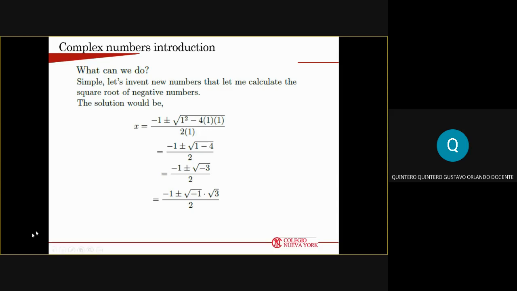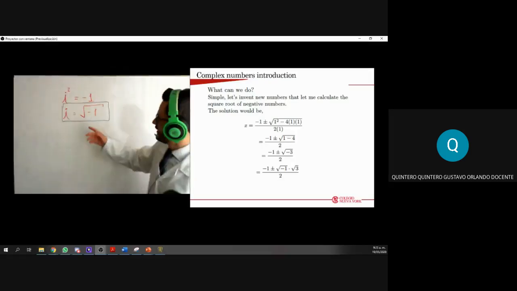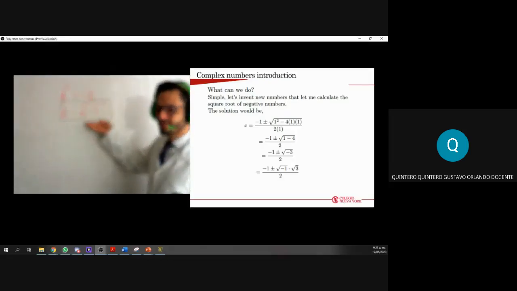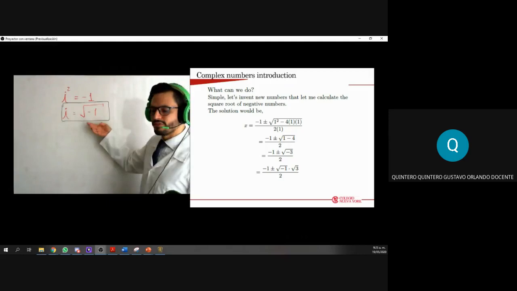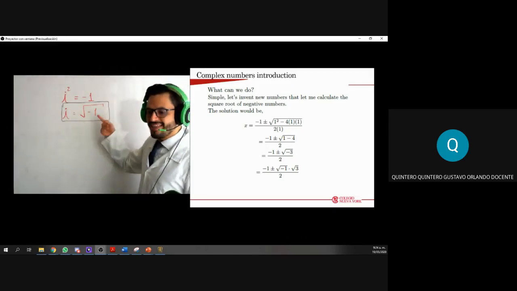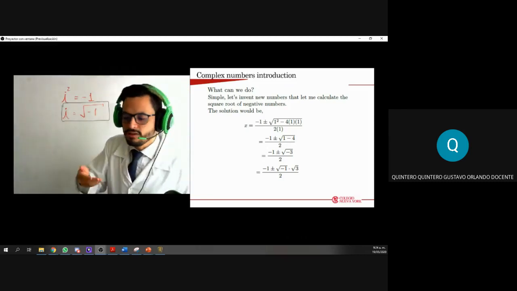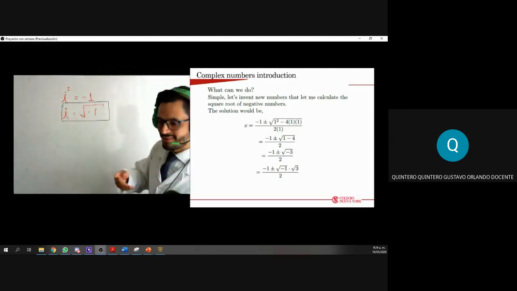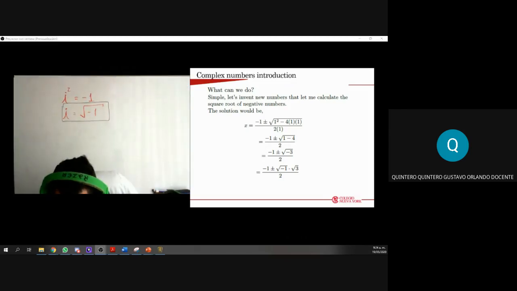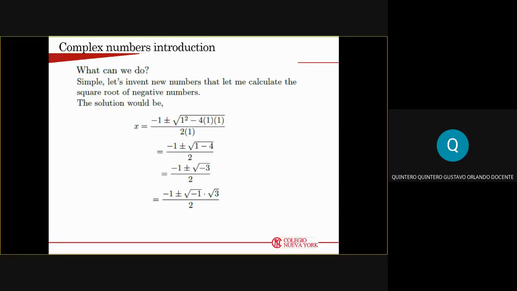But if I go back to this presentation now, we have our root of -1. And that is a number that we know, a number that we are introducing, a new number. Again, let's go back. That thing is the letter i. So now we have our two solutions.